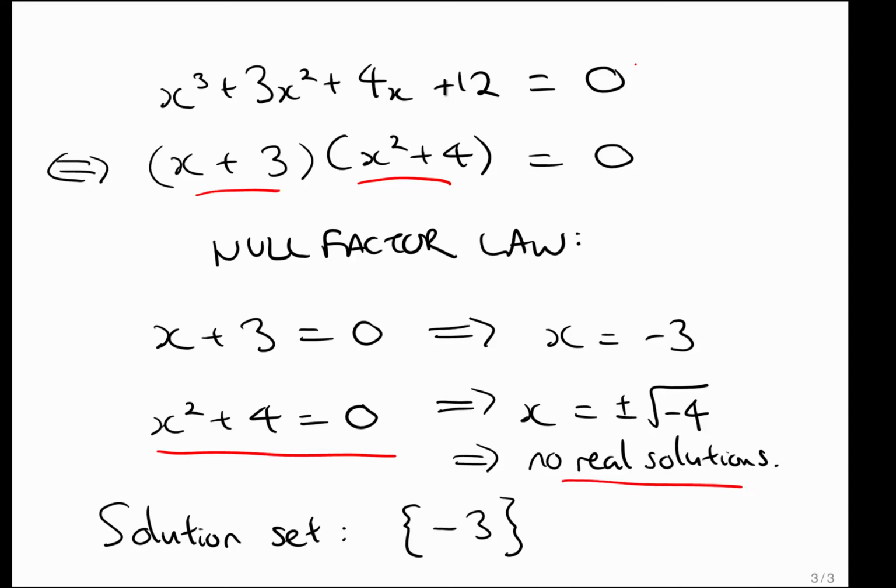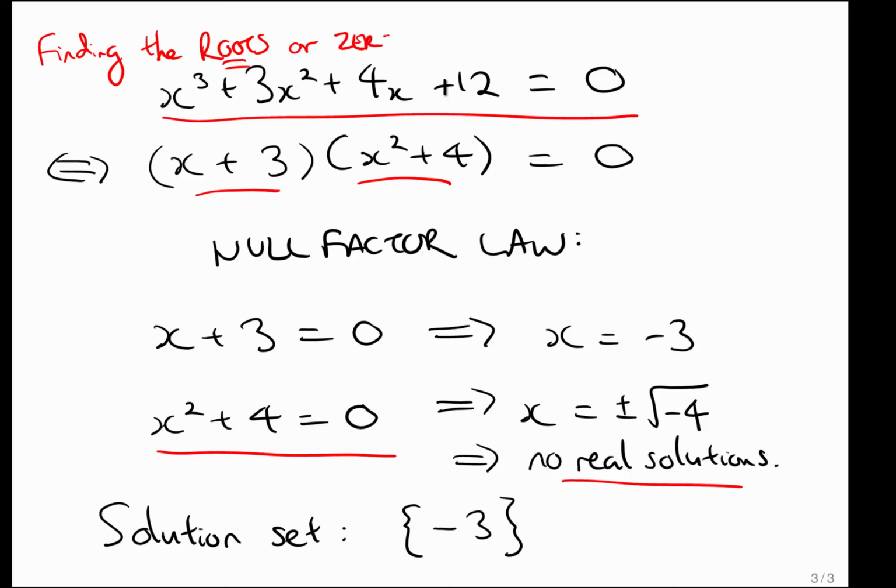Also, a final comment on terminology. Solving this original polynomial equation is also known as finding the roots, or zeros, of the cubic polynomial regarded as a function. In general, when one says to find the roots of a polynomial, that means you're solving the equation obtained by setting that polynomial to be 0.